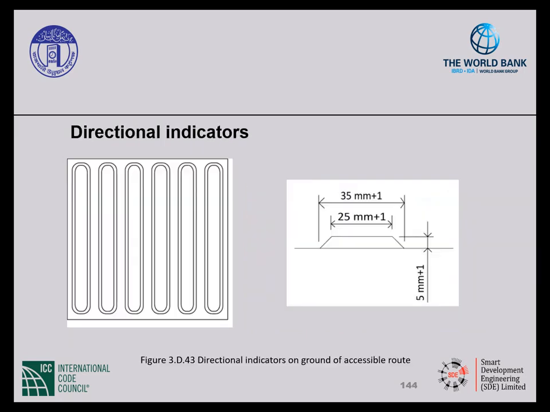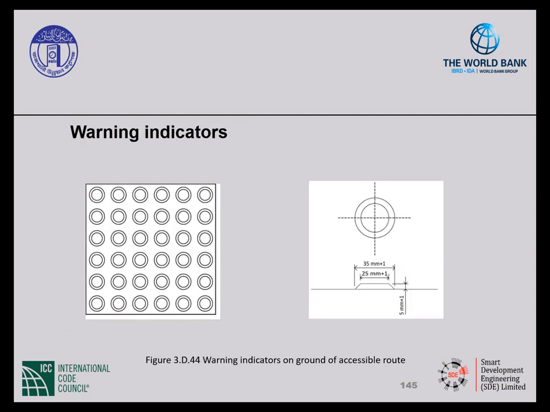For directional indicators, they should be a linear type, as shown on the left. They should be raised 5 millimeters, and they should be anywhere from 25 to 35 millimeters in length and have a sloped edge. Warning indicators should be a circular or dot type, also raised 5 millimeters, and the diameter should be between 25 and 35 millimeters, as shown on the right.